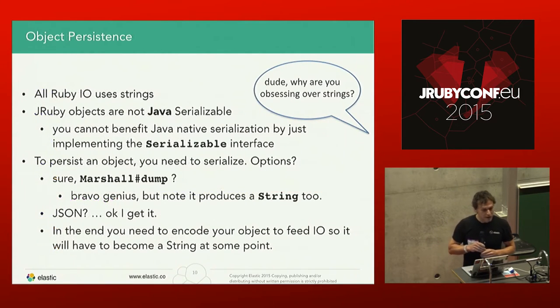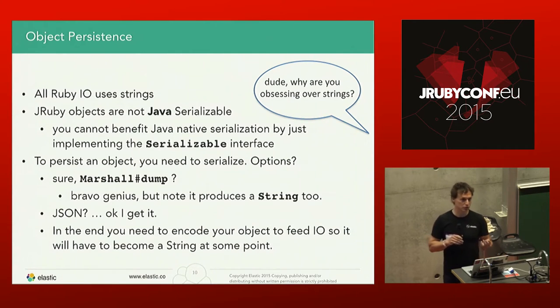Okay, now let's talk about object persistence. And this is why I'm obsessing with string, and it's very important when we talk about persistence and I/O. It's important to get the big picture about encoding and make sure that you actually understand that, because you may end up having wrong encoding and problems with that. So the problem is that all Ruby I/O uses a string, so you don't have a choice. You have to go through strings.